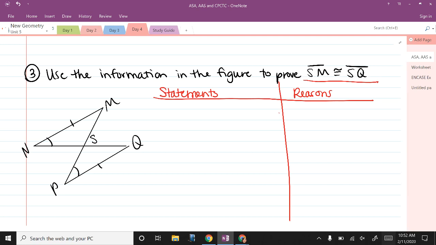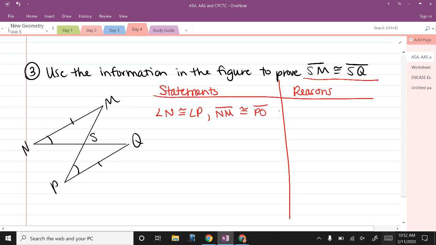So what's a statement I can say from my figure? Just blatantly what's marked congruent on my figure? Angle N is congruent to angle P. Anything else marked congruent in my picture? Segment NM is congruent to segment PQ. And those are all given from the picture, right? If you want to put figure out there beside so you know where the givens came from, that might help you. Is there anything else I can say is congruent in my figure?